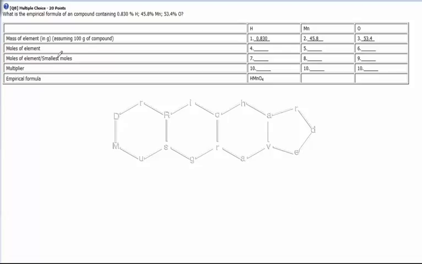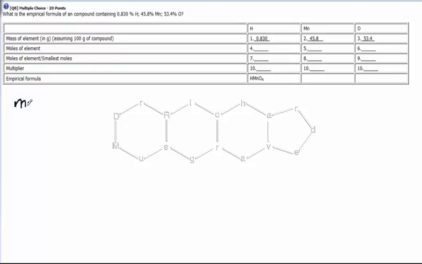Alright, so here's another empirical formula problem, and we're looking at these percentages: hydrogen, manganese and oxygen. What we're going to assume is that we have 100 grams of compound, which means that each of these percentages then represents the number of grams. So 100 grams of compound, there'd be 0.830 grams of hydrogen, 45.8 grams of manganese, 53.4 grams of oxygen. So the first thing we do is we want to figure out the number of moles of each of these.